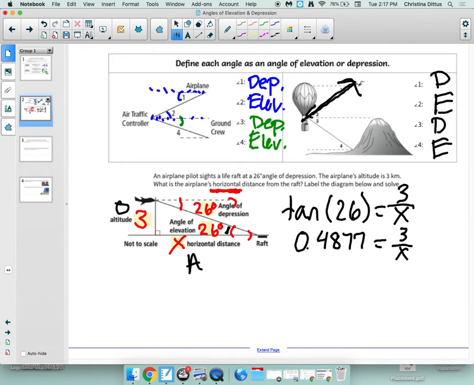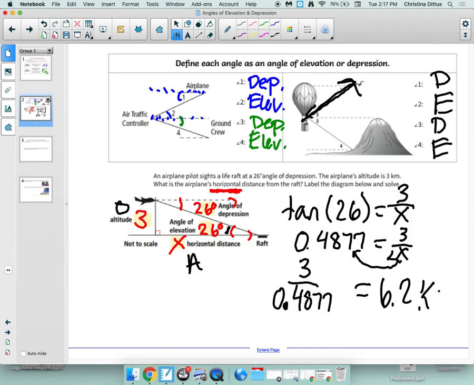You should get 6.2. When your letter's on bottom, we talk about how we can flip these. When your letter's on bottom, you can just switch these two. So what you should put into your calculator is 3 divided by 0.4877. Kayla says she got 6.2 kilometers.